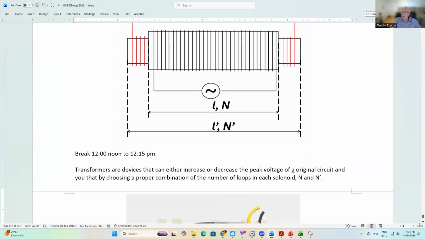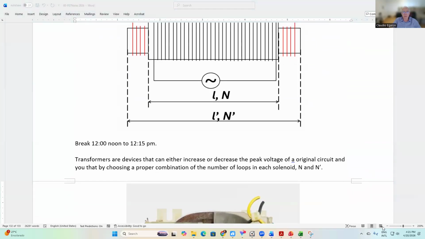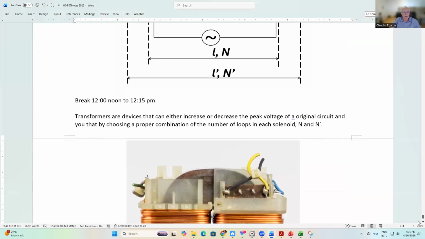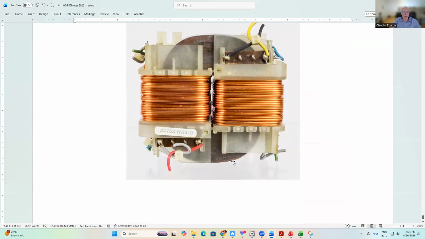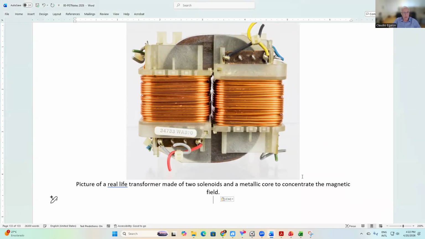We have a metal core here that transfers, concentrates the magnetic field from one solenoid to the other one. That's what this core does. We're not going to go into the details, but it is important that you understand that. Okay, so here you go. Picture of a real life transformer made of two solenoids and a metallic core to concentrate the magnetic field.